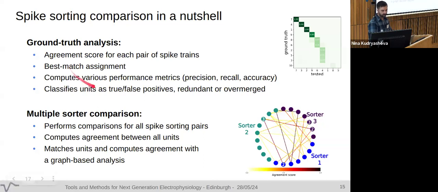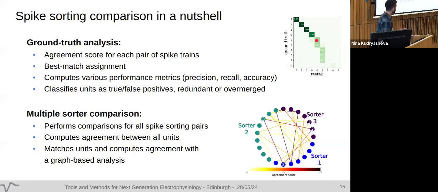Once you get this agreement score for every possible pair of ground truth and spike sorted units, you get this agreement matrix, and then you can do an assignment task. So you can say, okay, what are the actual neurons that are matched? Once you have matched these pairs of neurons, we can compute all sorts of performance metrics. For example, in this case, we can see that ground truth unit 8 was matched to sorted unit 6, but the match was partial.